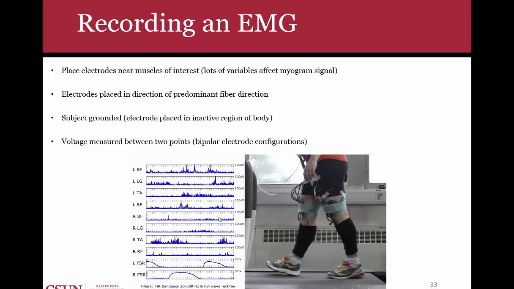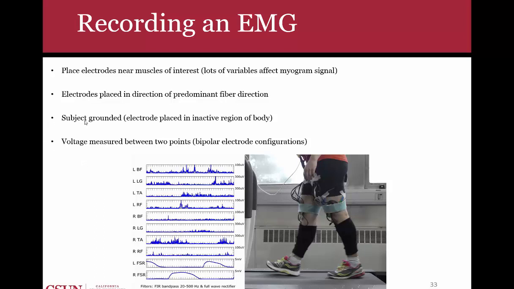And specifically, you want to place the electrodes in the direction of the predominant fiber direction. Why is that important? Because we want to measure the voltage signal along the length of the muscle fiber. So if we place the electrodes near that fiber direction, then we're able to see how the signal is traveling along that direction specifically.